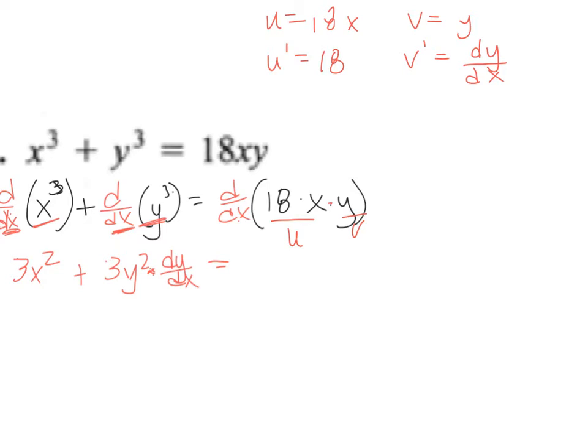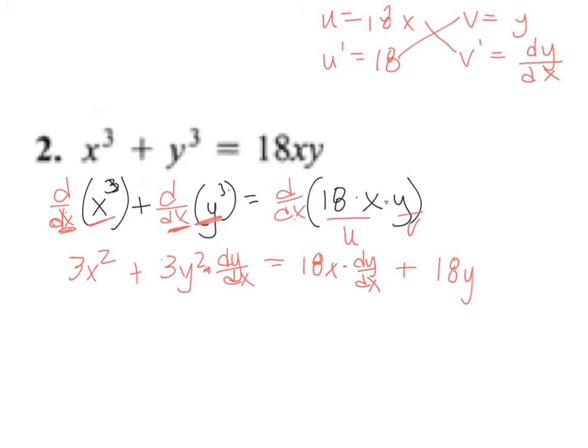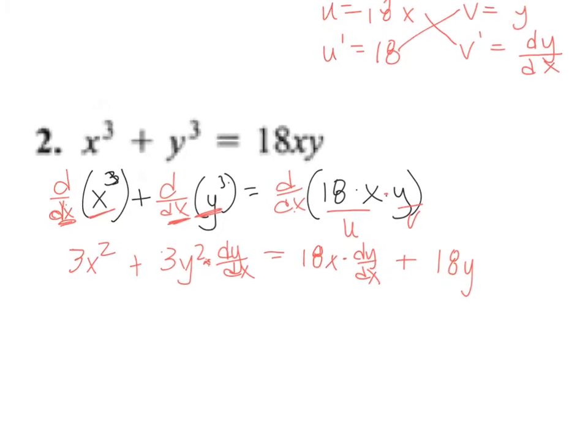Okay, so to do the product rule, I want to cross multiply and add them together. So I'm going to take u times v prime, so that's going to give me 18x times dy dx, and then plus 18 times y, so plus 18y. Now we have an issue. We've taken the derivative, but we need to solve for dy dx. So I'm going to solve for that now.